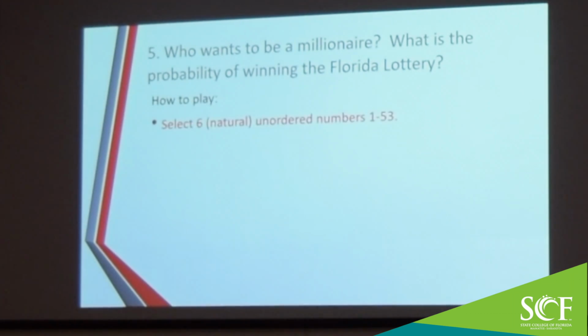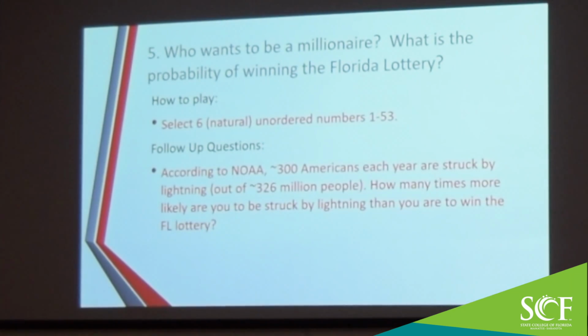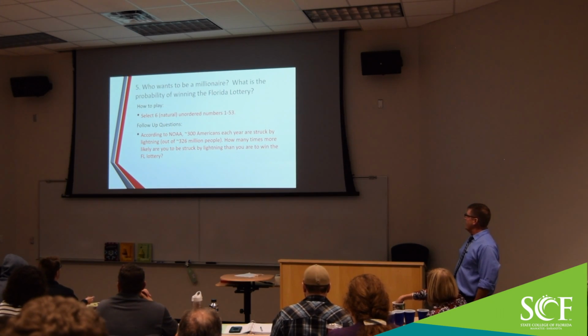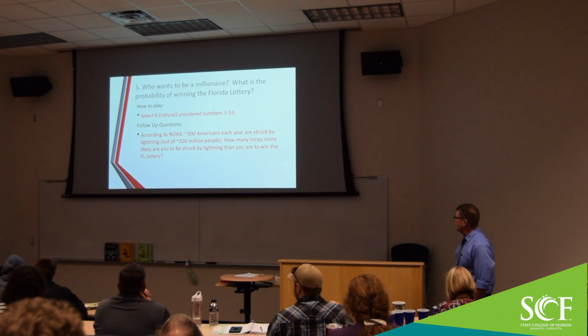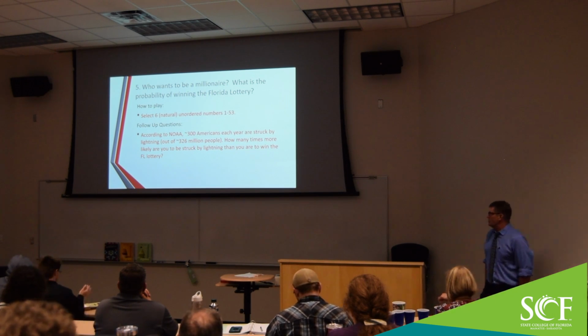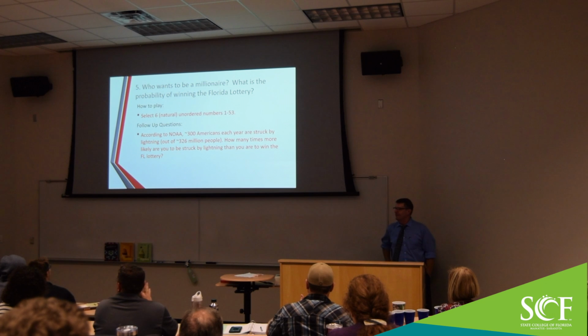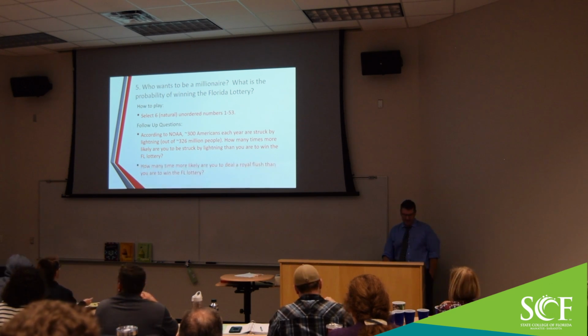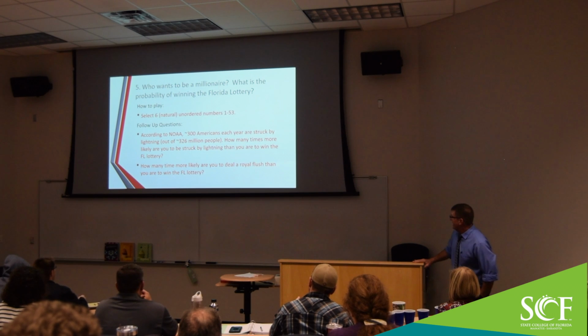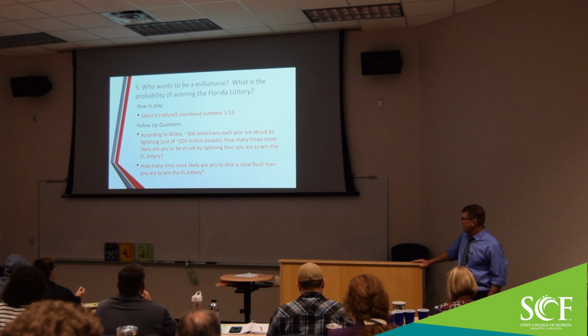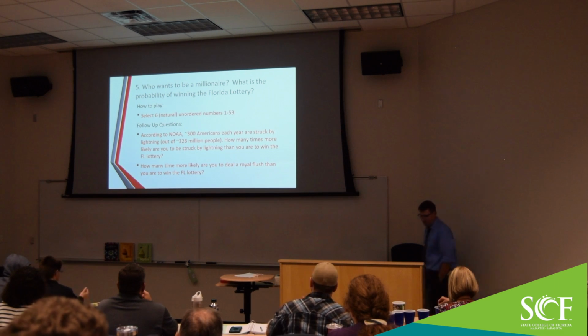How to play: you select 6 natural numbers. You can't pick pi. Ordered 1 to 53. Now the follow-up questions. According to NOAA, the National Oceanic and Atmospheric Administration, 300 people each year are struck by lightning out of 326 million people. How many times more likely are you to be struck by lightning than you are to win the Florida lottery? That's a good question. And then, how many times more likely are you to deal a royal flush than you are to win the Florida lottery? So there's another good question.